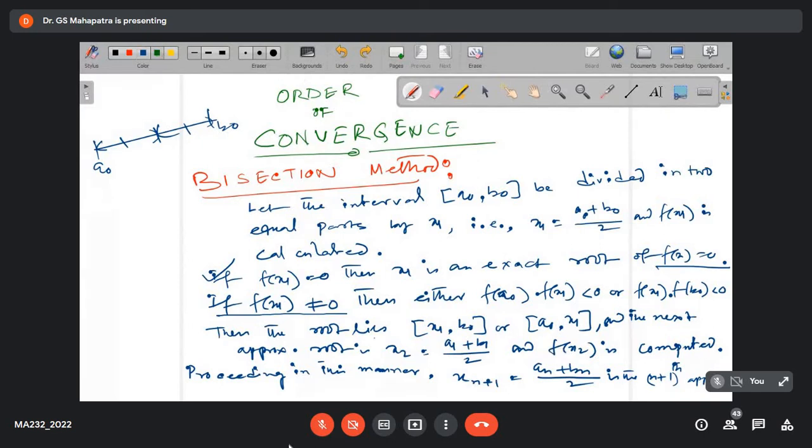That is x2 equals a1 plus b1 by 2. We have already noted the interval, it will be a1 and b1, the next notation. It is only the notation that is changing. So this is the next approximation, and again you have to find f of x2 and follow the same procedure. If x2 is the solution, then f is 0. If it is not equal to 0, then you have to go for the next step. You have already studied the working formula for the bisection method.